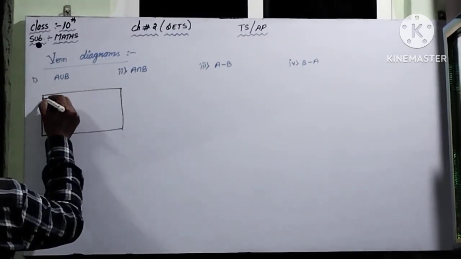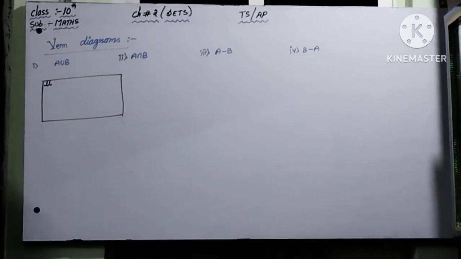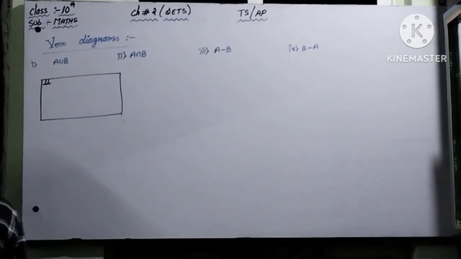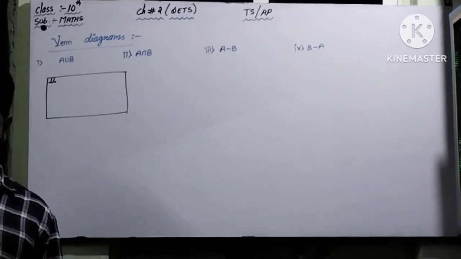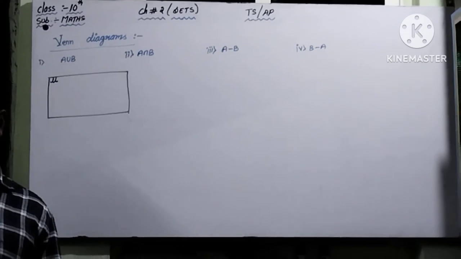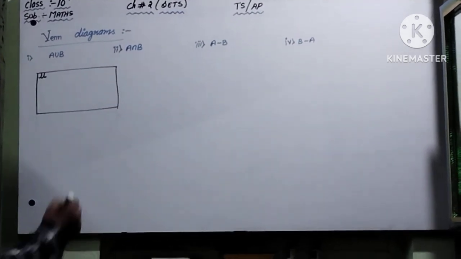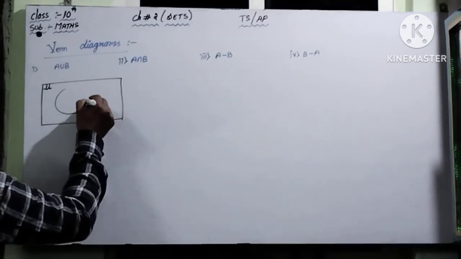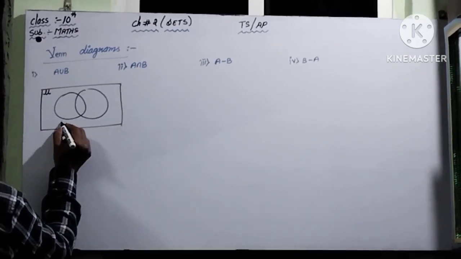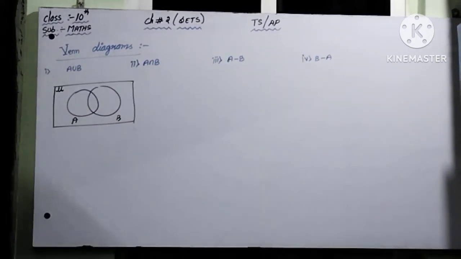Okay, this is called the universal set. In short form, you can call the universal set mu. Universal set, short form is what? Mu. Okay, now A and B. Take two sets, A and B.